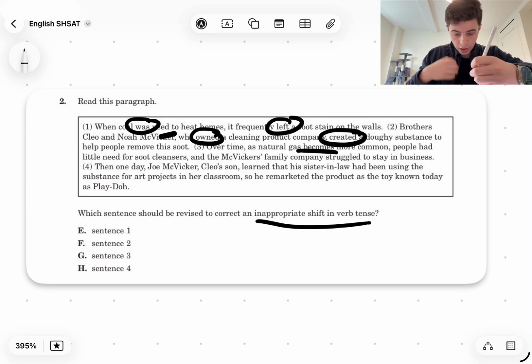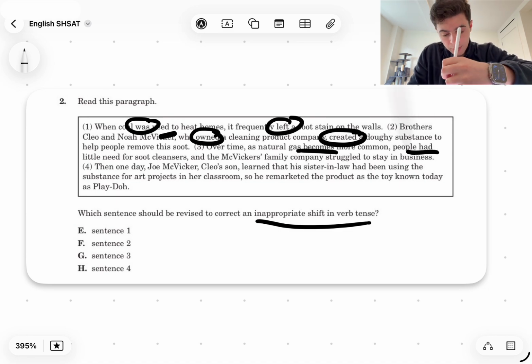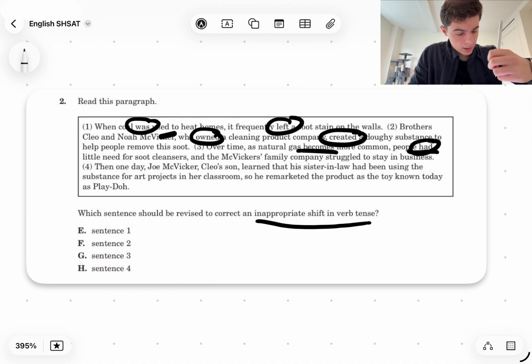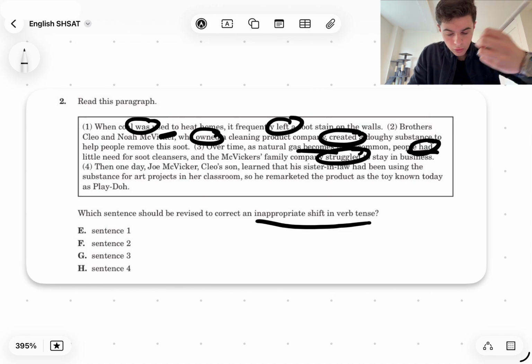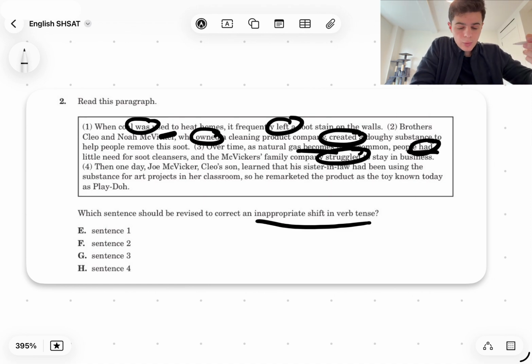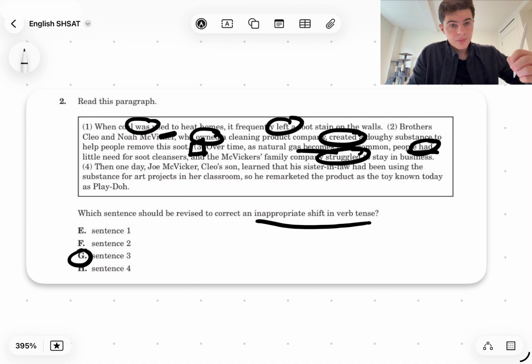Especially since afterwards we go back to the past tense with had, struggled. So we can't just do that. We didn't clearly move on to a different subject. This text talks about the present for one verb and then goes back to the past. So that is not an appropriate shift in verb tense. Let's look at what sentence that is. That is sentence number 3, which is why the answer is G.